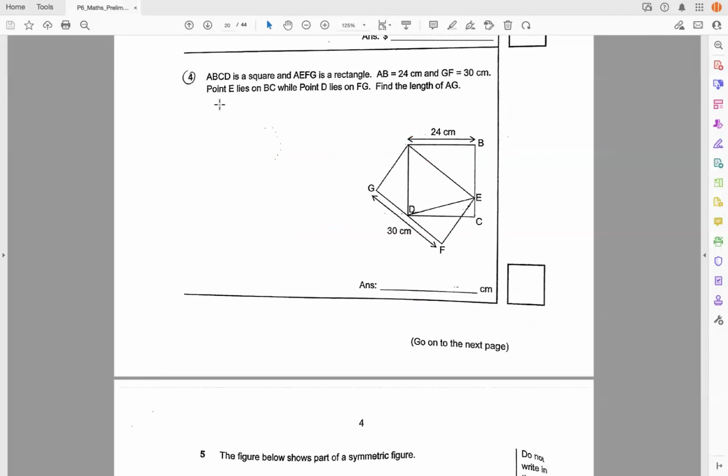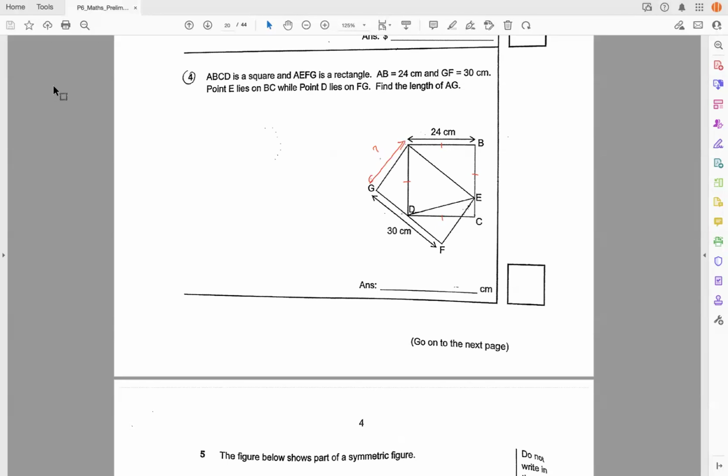Okay. So ABCD is a square. AEFG is a rectangle. So I just mark it out, square. And point E lies on BC while point D lies on FG. Find the length of AG. So this AG, this one. Okay.